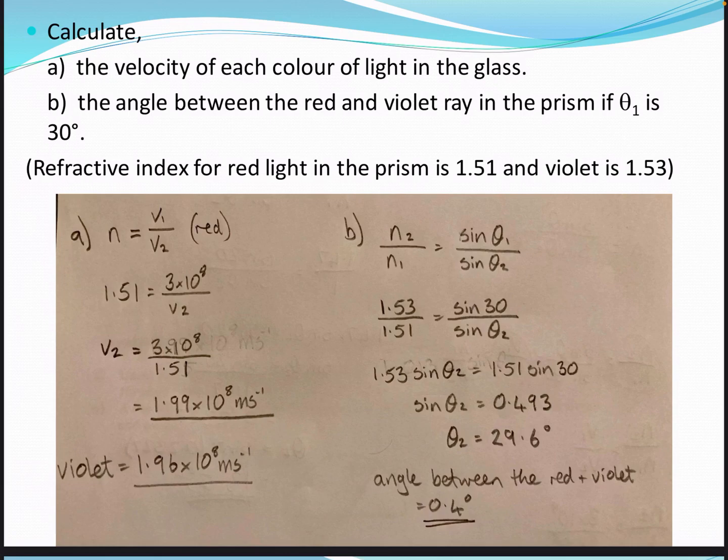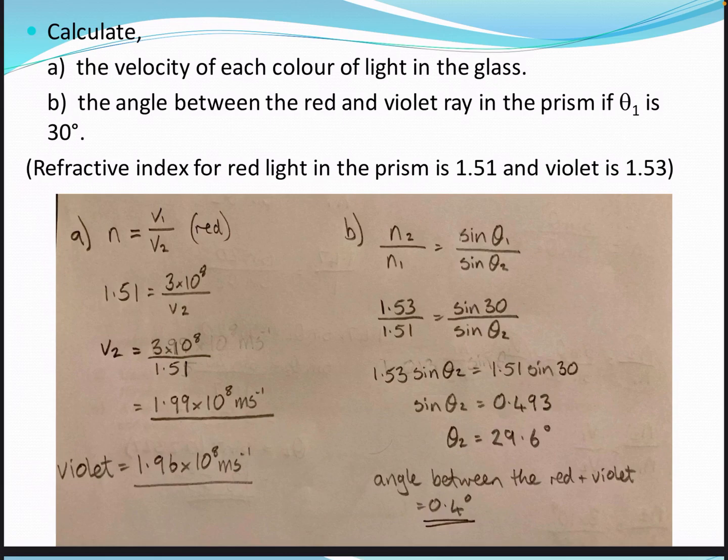If we do the same, but change that 1.51 to 1.53, then for the violet we get 1.96 times 10 to the 8 metres per second. So again, you can see that the difference in the speed between the two is very, very small, but there is a difference in the speed between the two.